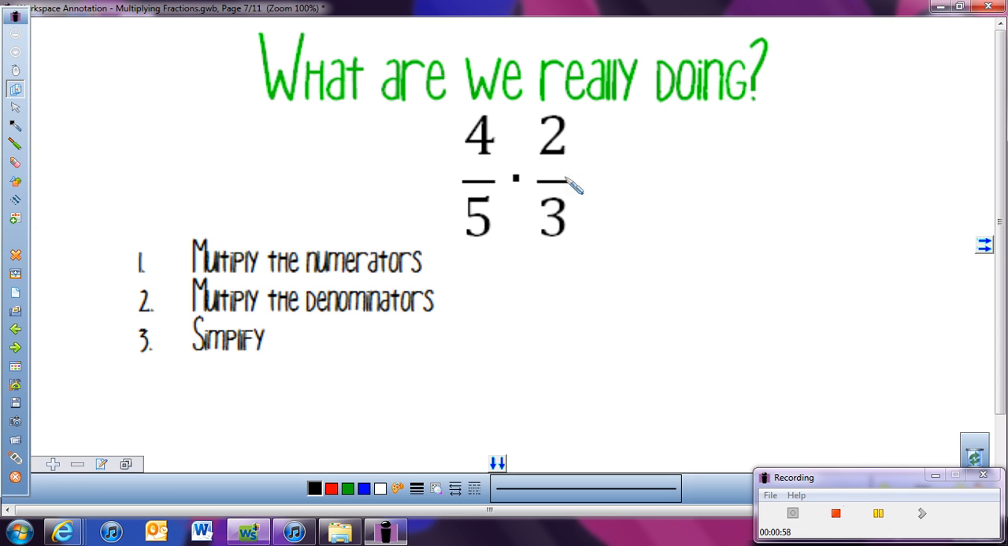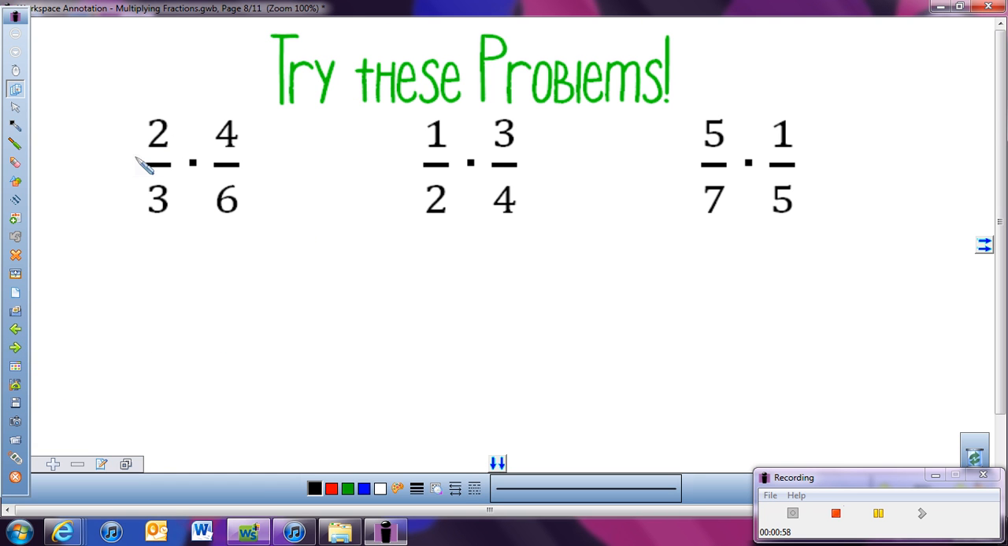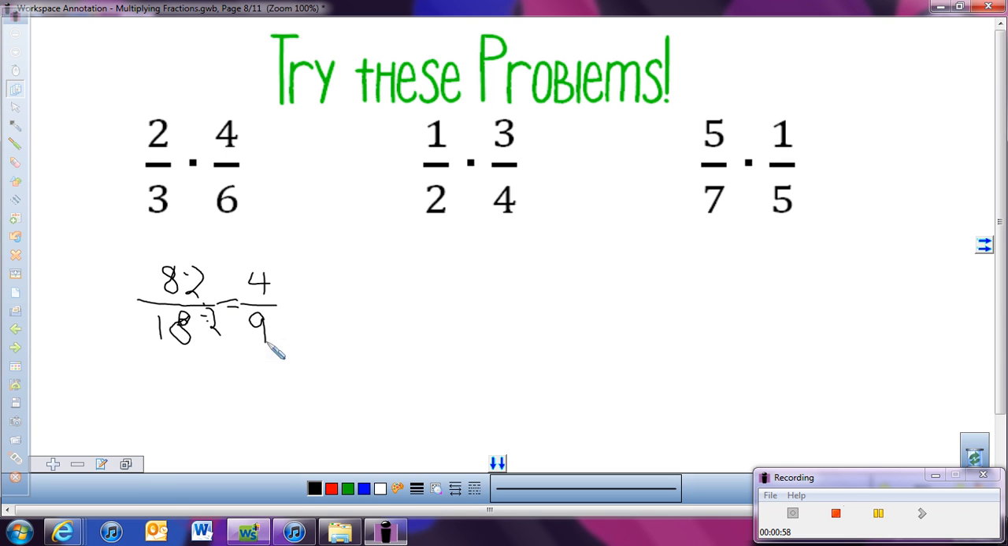So in this case, I have 4 times 2, which is 8, over 5 times 3, which is 15. We'll try 1 or 2 just to make sure we get the idea. When we're multiplying fractions, we simply multiply the numerators, multiply the denominators, and then simplify if necessary. So 2 times 4 is 8, over 3 times 6, which is 18. I know that 8 and 18 can be simplified because 2 will go into both. So divide by 2, divide by 2, and 8 divided by 2 is 4, 18 divided by 2 is 9. So that would be 4/9.